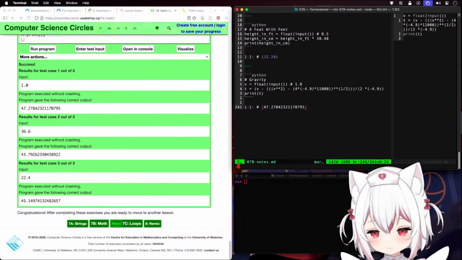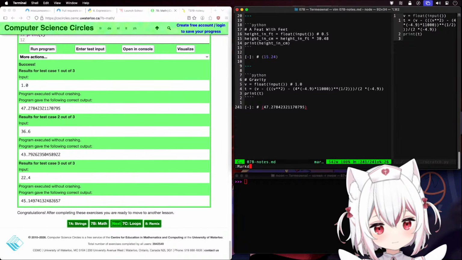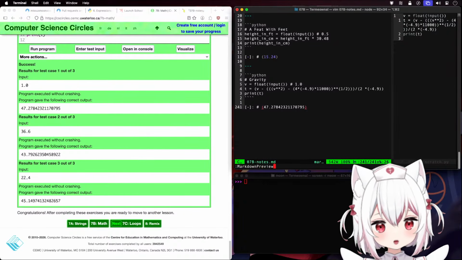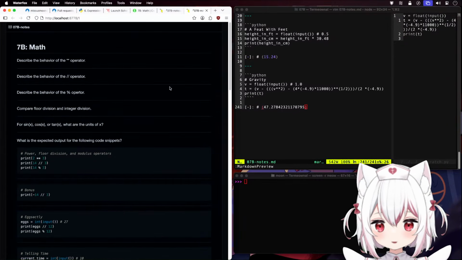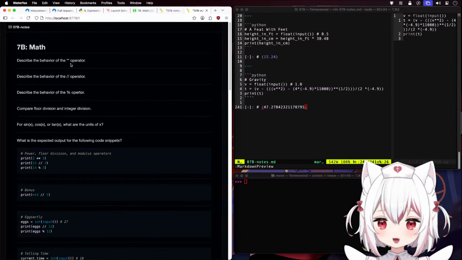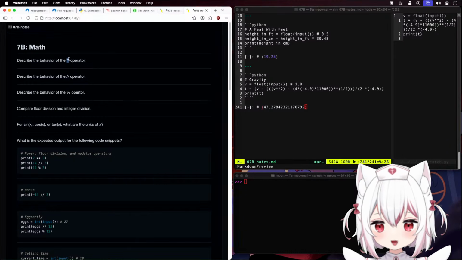Okay, this is done. That took me forever. Oh my god. But it's done. So the way this note works is: describe the behavior of the times the star operator.